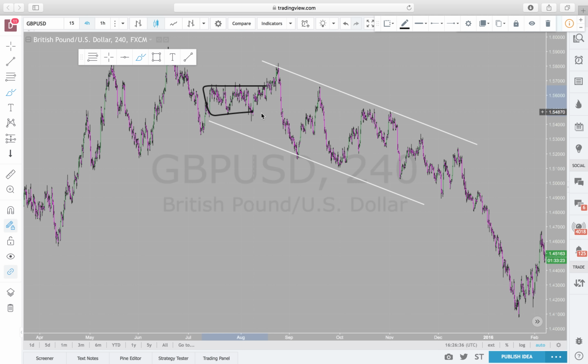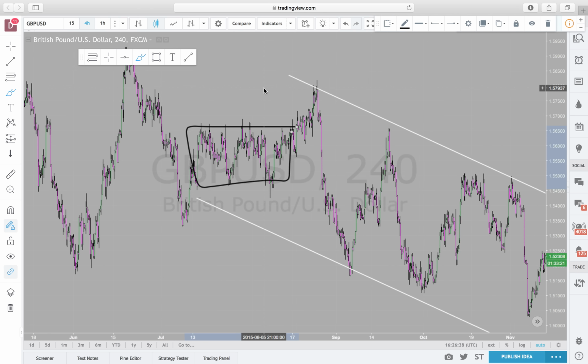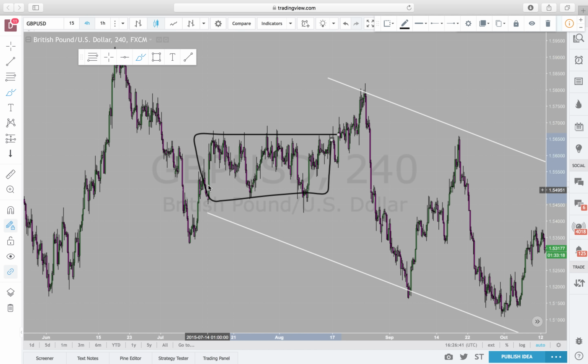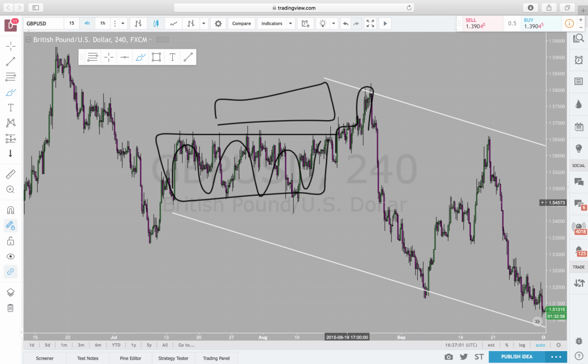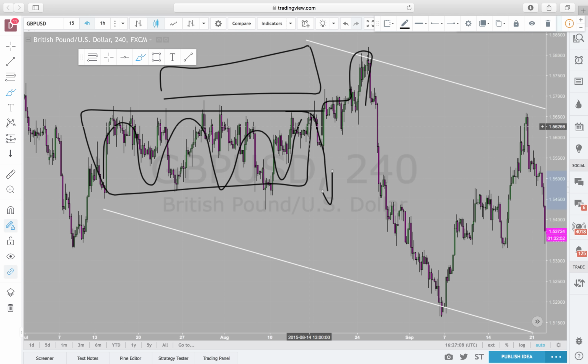Consolidation. These are where the orders, the retail traders get trapped. Then break out, hit any stop losses of any sellers that thought they could catch this maybe as a head and shoulders or something, or just tried to catch the resistance here as a sell.